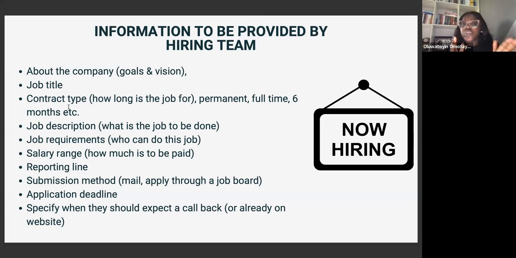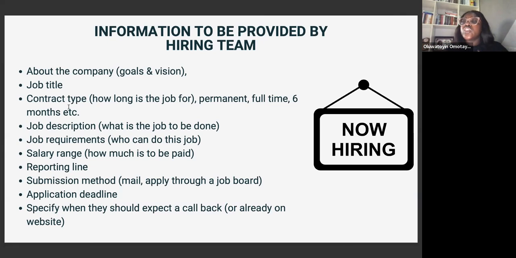Now, the difference between description and requirements, I know you can already see it on the screen. Job description is what is going to be done. Job requirement is who can do this job, who is the perfect fit for this job description. Do you see that? You also need to indicate the salary range. A lot of times you see organizations who put out vacancies but don't put the salary range. What would happen is that you are going to get a lot of applicants.